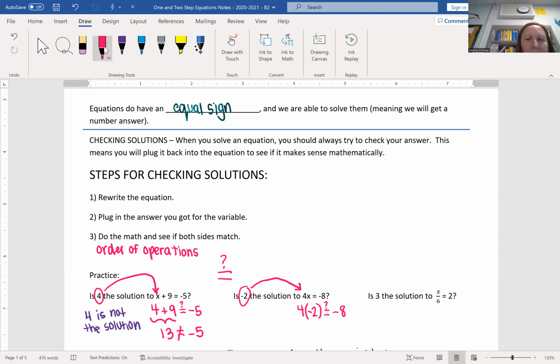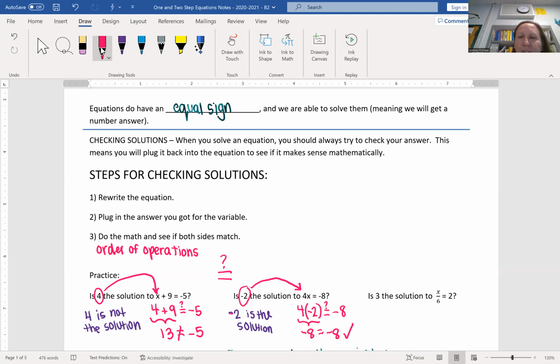I can do that math on the left-hand side, and I end up with -8 = -8, which is true. So that means that -2 is the solution. We plugged it in, it worked, it made sense, it's the answer.